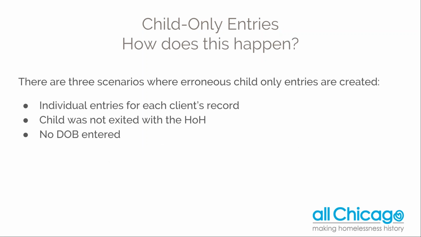And so there are 3 scenarios where an erroneous child-only entry can be created. That's individual entries for each client's record. So that means that instead of enrolling someone as a family, you're enrolling them each one by one. The other is that the child was not exited with the head of household. This is a really classic one where folks just simply forget to check off the full client's name, the rest of the household members' names. So they only exit the head of household and don't touch the children.